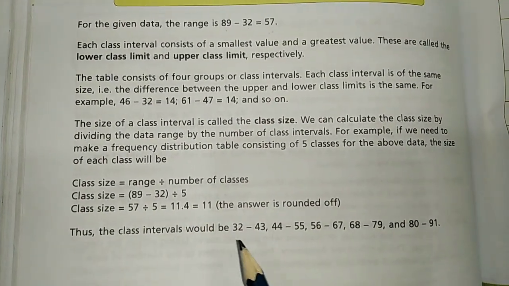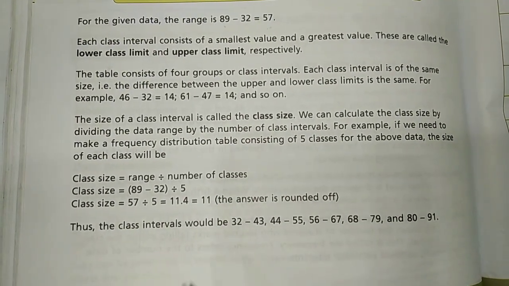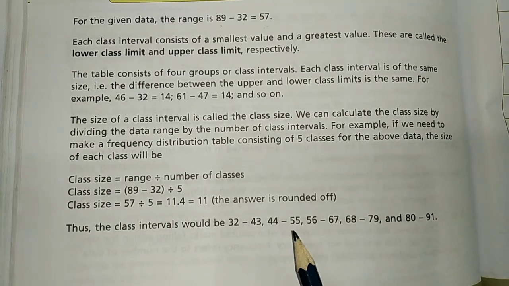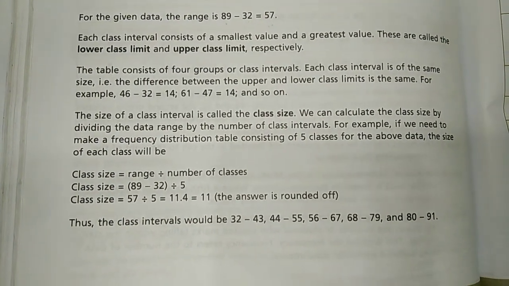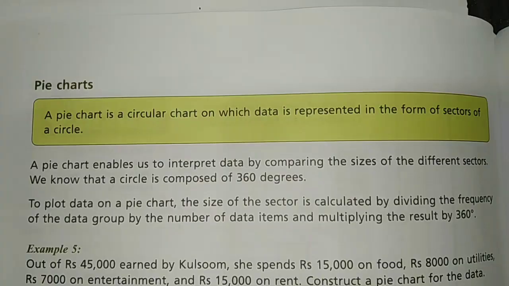Thus the class intervals would be 32 to 43, and 43 minus 32 gives you 11. Then 44 to 55, and after subtraction we will get 11. So the class size will be 11.